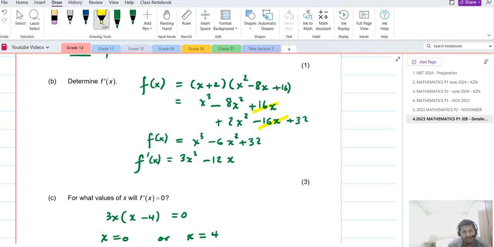Remember this is a cubic function, so you know what the shape looks like. It looks like that, right? And I can see the value of 0 will be there at the maximum, and the value of 4 will be here at the minimum, because of the shape of the graph, right?